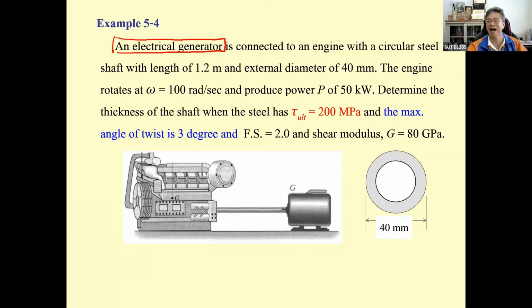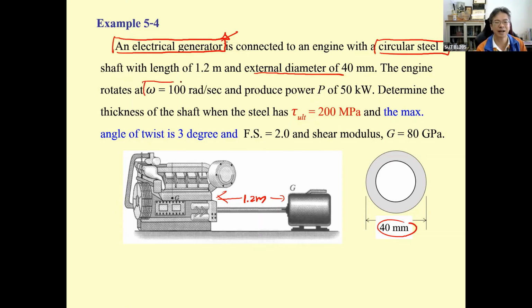And then on the sides of the Rin Room 1, there is this system to be the backup power in case we have an electrical breakdown in our electrical system in our university. The shaft is a circular steel shaft with 1.2 meter length, and external diameter is 400 millimeter. The engine has an angular velocity of 100 radian per second.